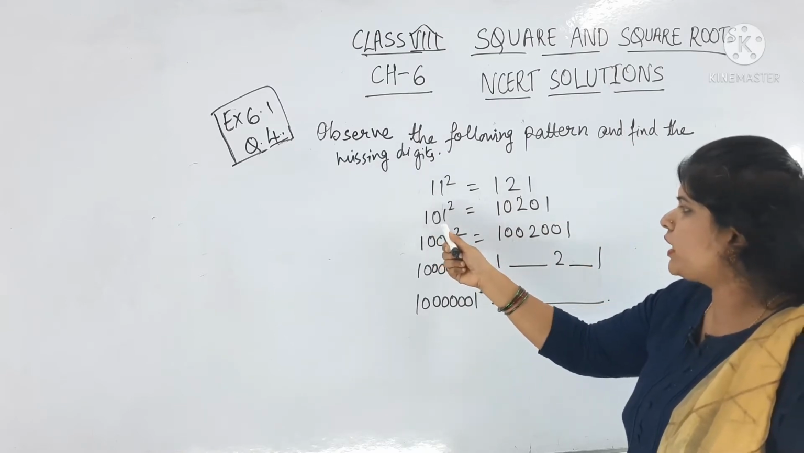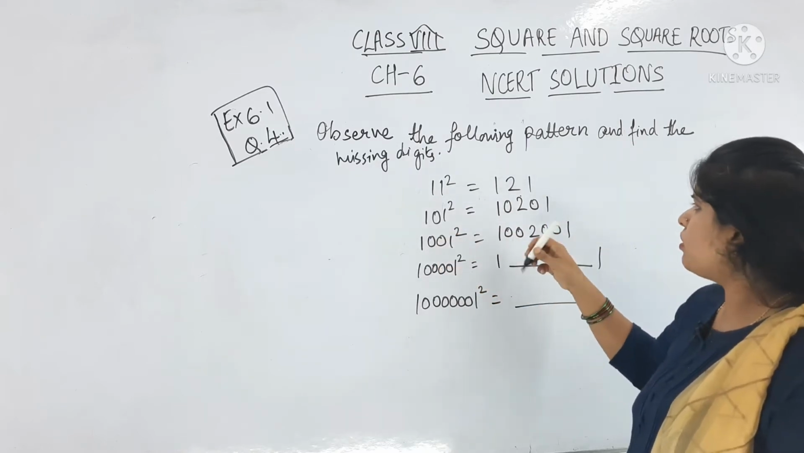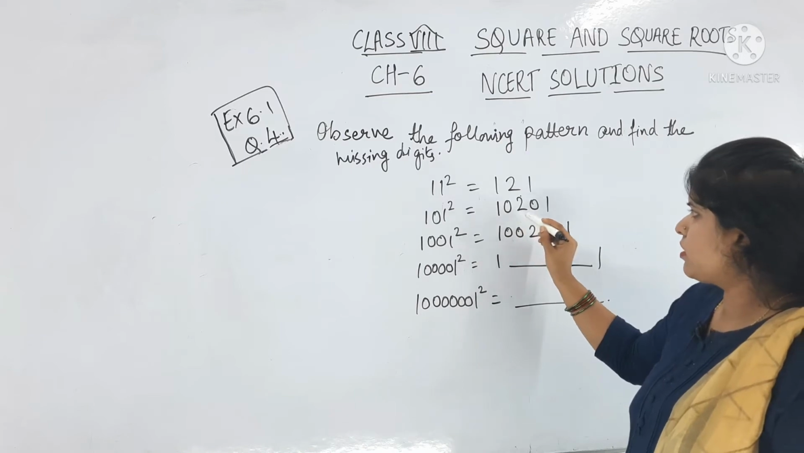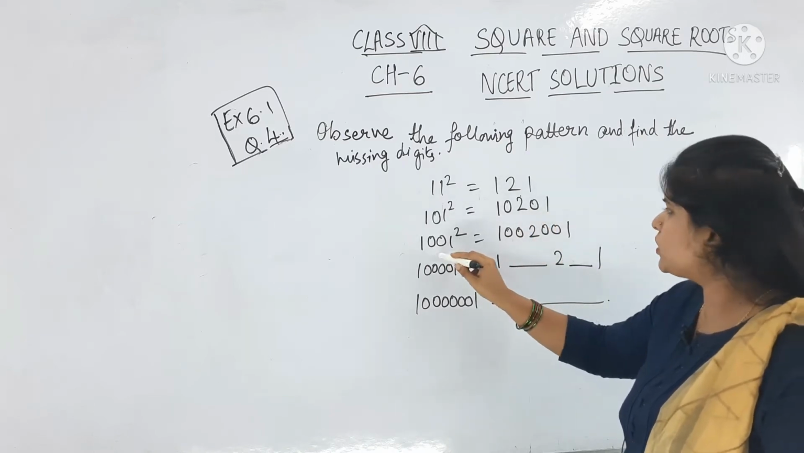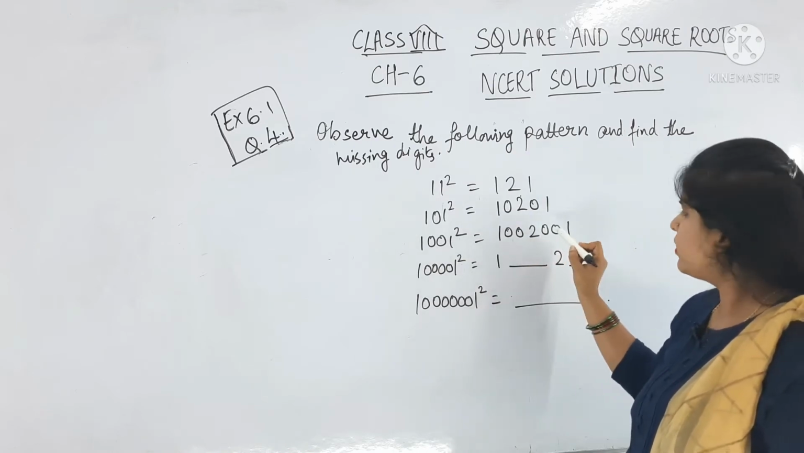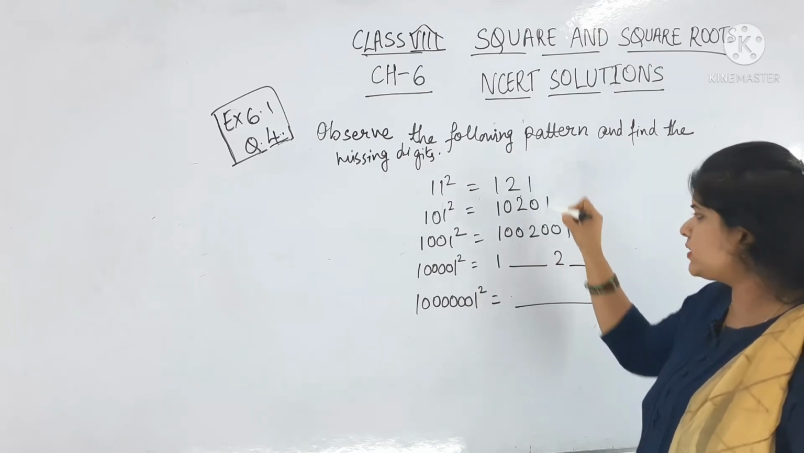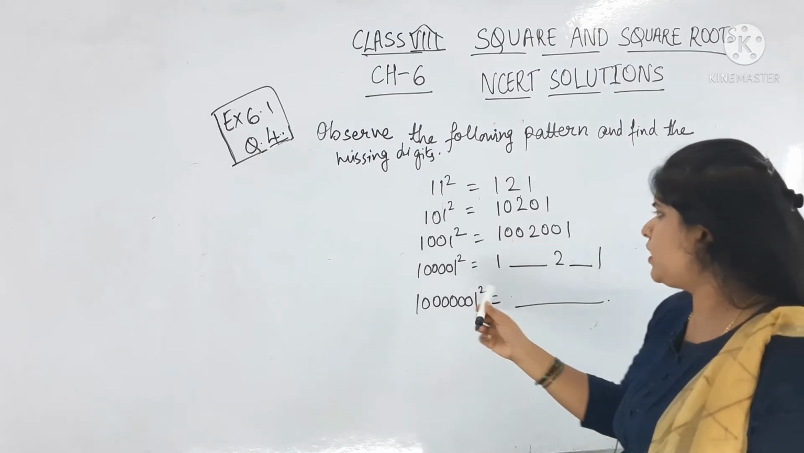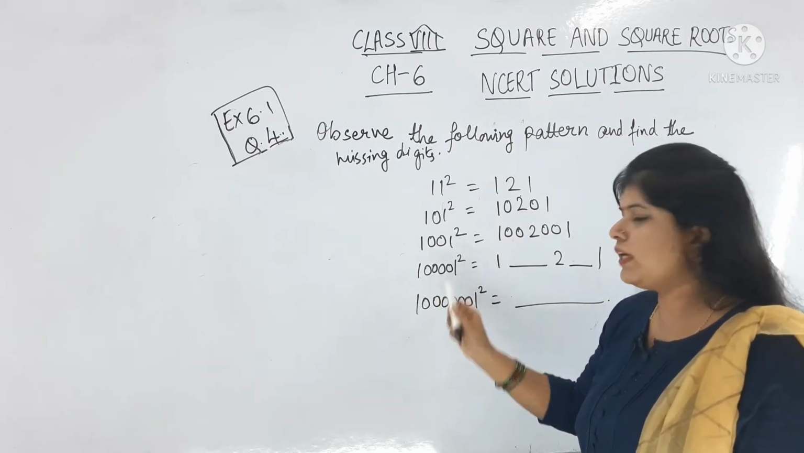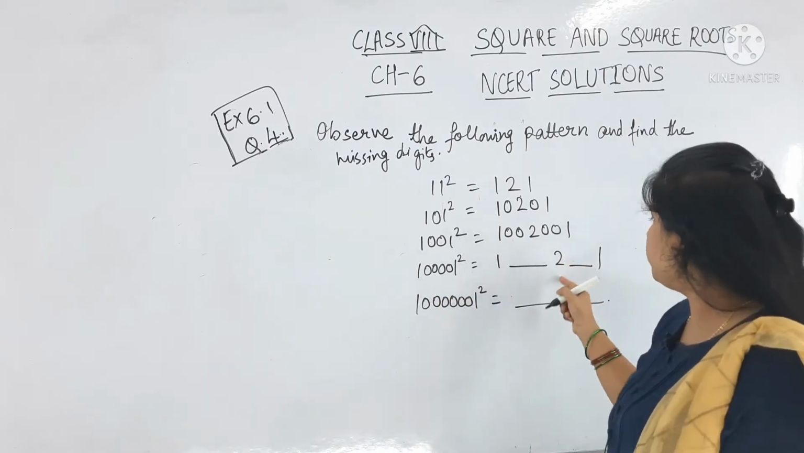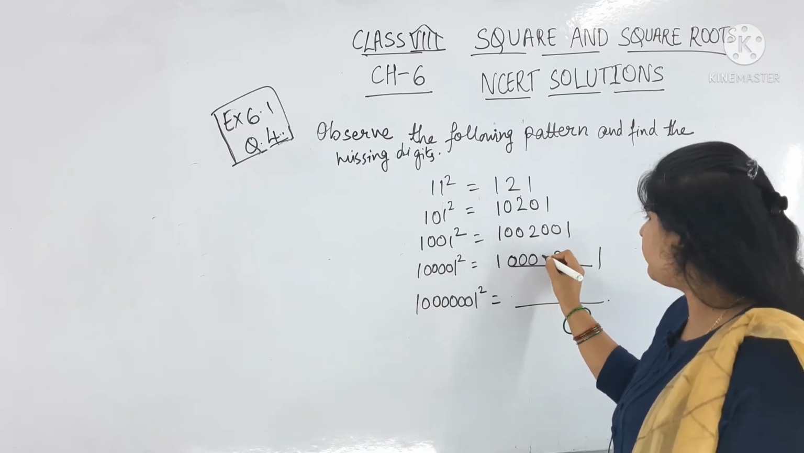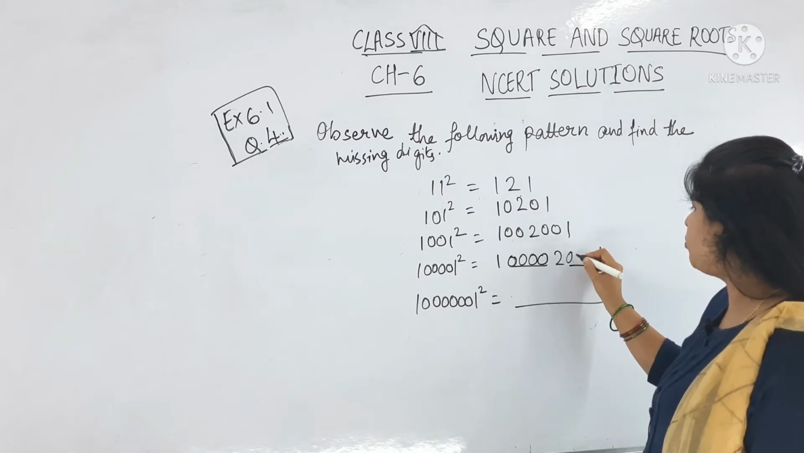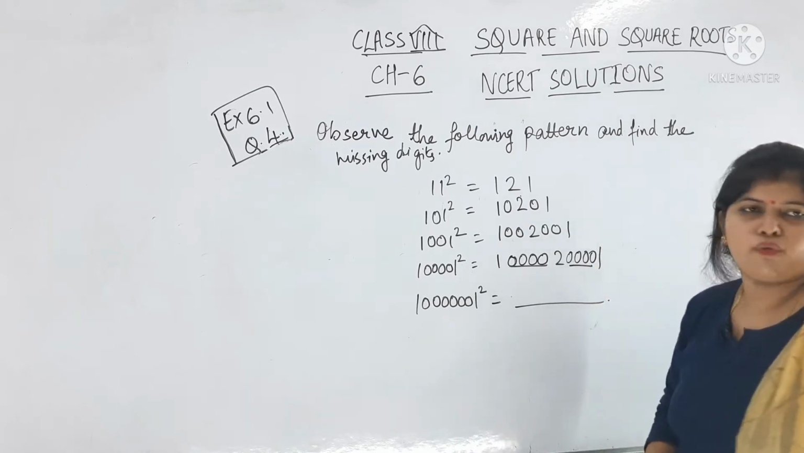Here you can see 101, here 1 0. So it is before 2 1 0 and after 2 1 0. Here 2 0, before 2 2 0 and after 2 2 0. This is the pattern. So here you can see how many zeros: 1 2 3 4. So what we have to do here, before 2 with 4 zeros, we have to put 1 2 3 4 and here also after 2, 1 2 3 4 zeros.